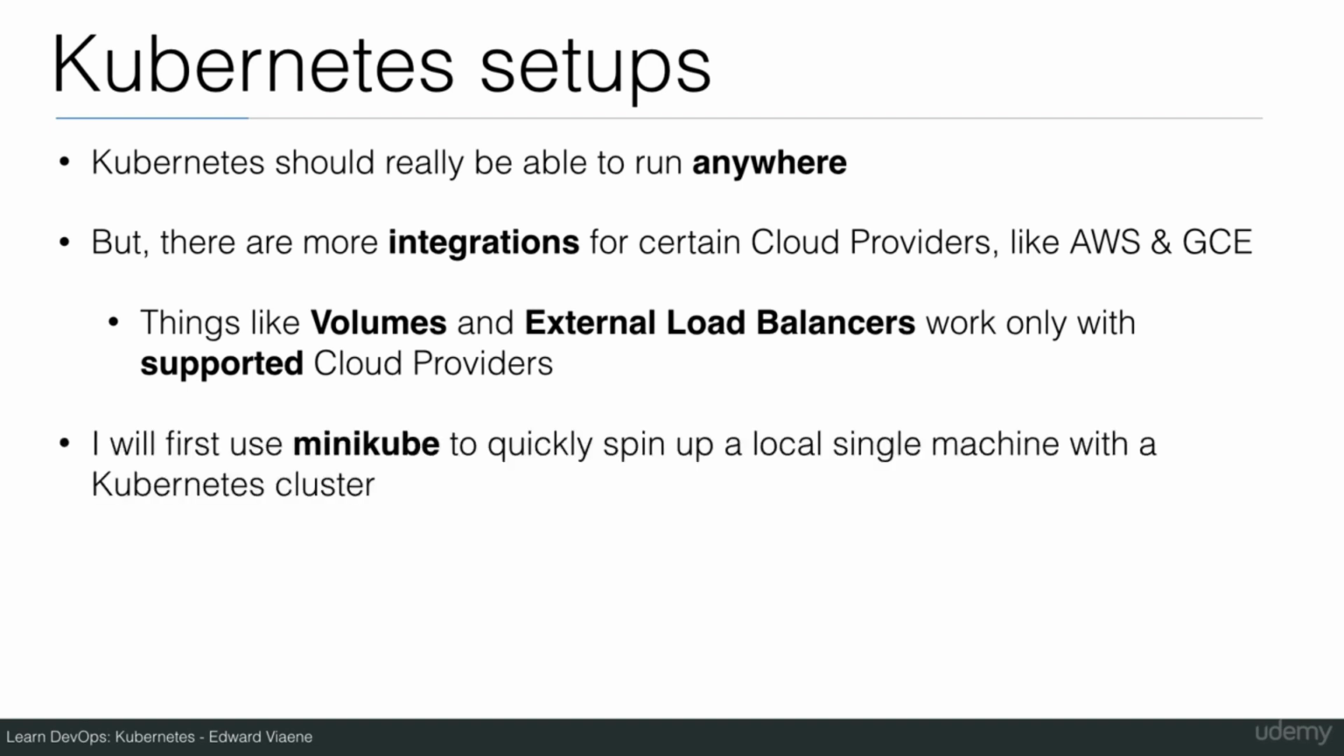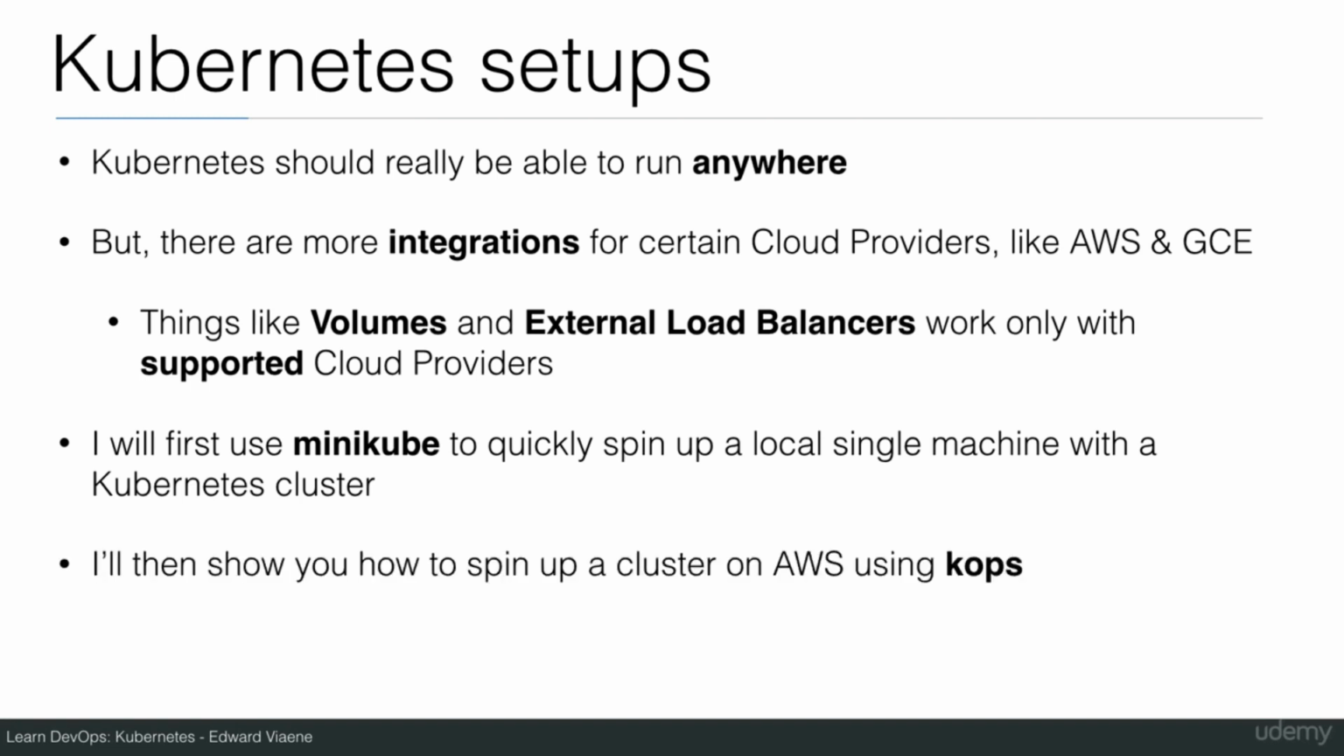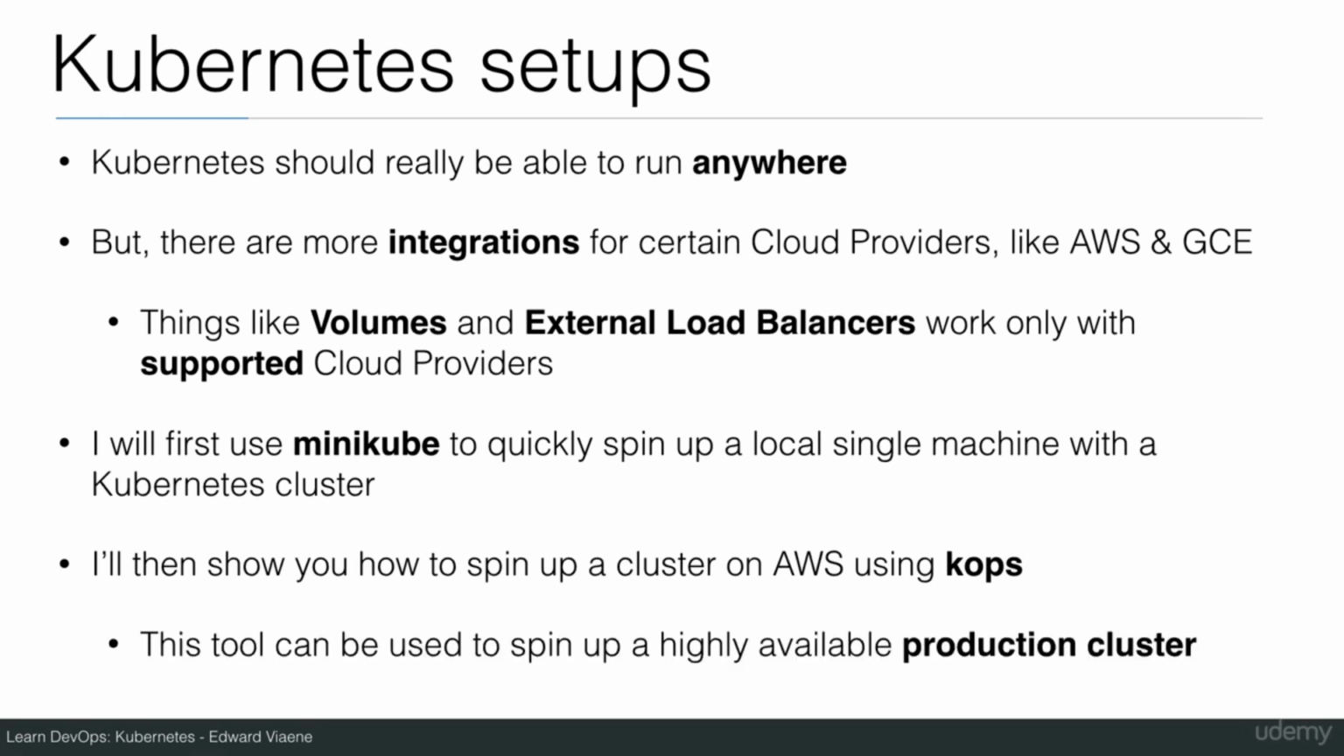I will first use Minikube to quickly spin up a local single machine with a Kubernetes cluster. You can use Minikube on your laptop or your desktop to spin up a Kubernetes cluster. I will then show you how to spin up a cluster on Amazon AWS using Kops. Kops is a tool that can be used to spin up a highly available production cluster.